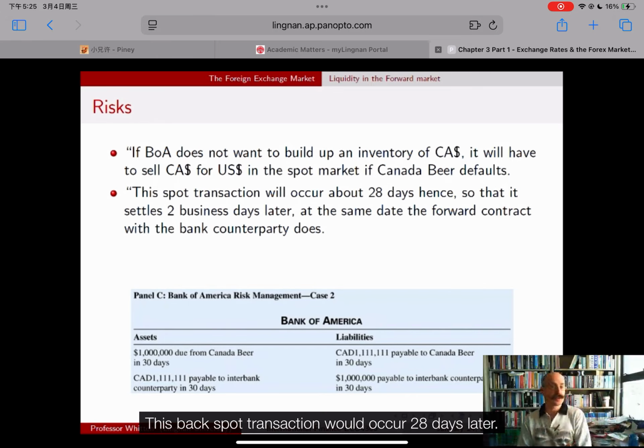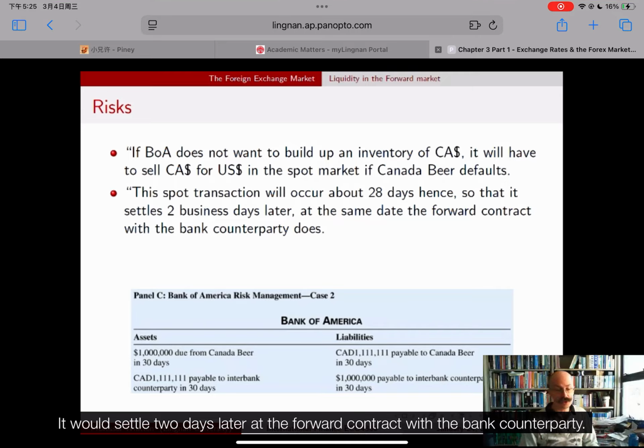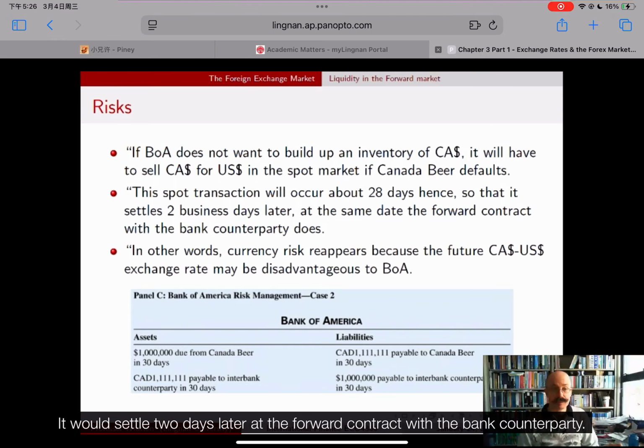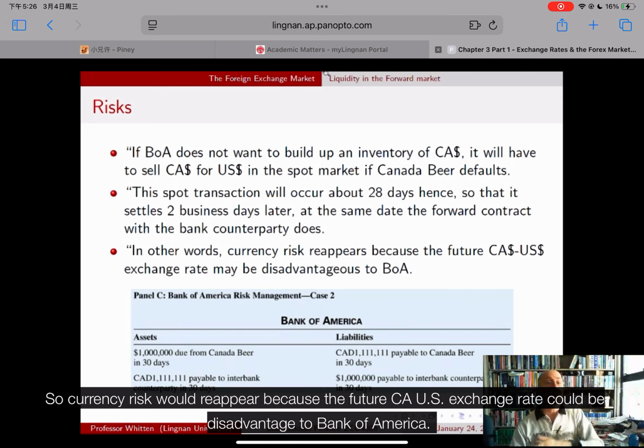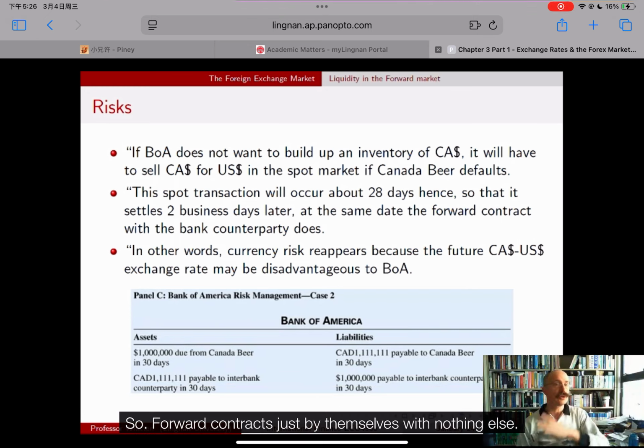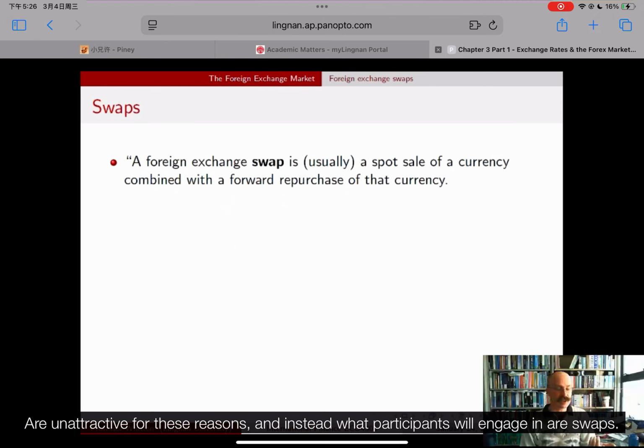This spot transaction would occur 28 days later. It would settle 2 days later at the forward contract with the bank counterparty. So currency risk would reappear because the future CA-US exchange rate could be a disadvantage to Bank of America. So forward contracts, just by themselves with nothing else, are unattractive for these reasons.